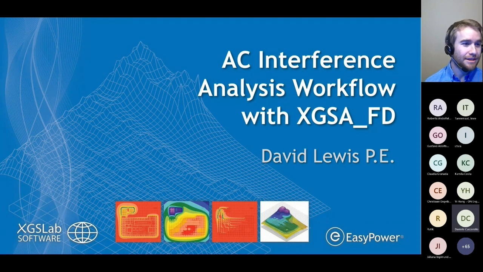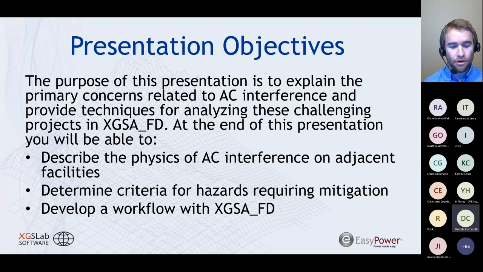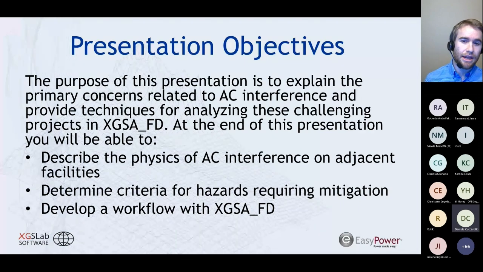So in the presentation, what I'll focus on is really what the concerns are related to AC interference studies, or what people really mean when they're talking about AC interference, and try to highlight some of the techniques for performing those types of analyses with XGS-AFD. At the end of my presentation, it's my hope that you'll be able to describe the physics and concerns of AC interference and what type of hazards can be created from a transmission line next to or near another metallic object, and develop some efficient workflows using XGS-AFD.